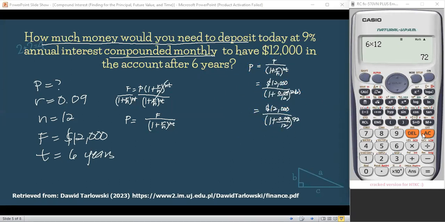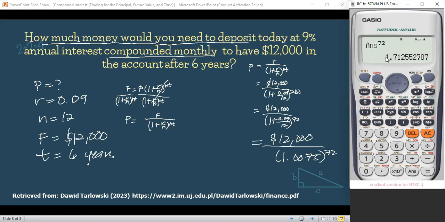So we have 0.09 divided by 12. That is 7.5 times 10 raised to negative 3. So approximately that is 0.0075. Plus 1 po natin kasi di ba may plus 1 pa po tayo. So that is 1.0075. So yan po yung ilalagay na lang natin. So we have $12,000 all over 1.0075 raised to 72. So raise po natin by 72.